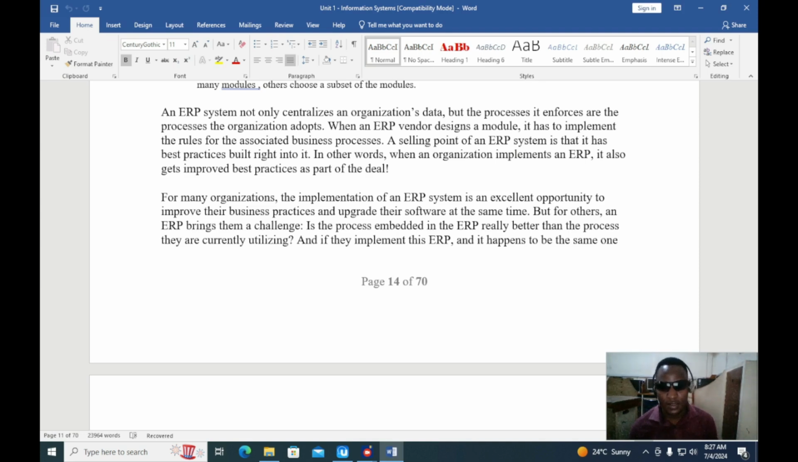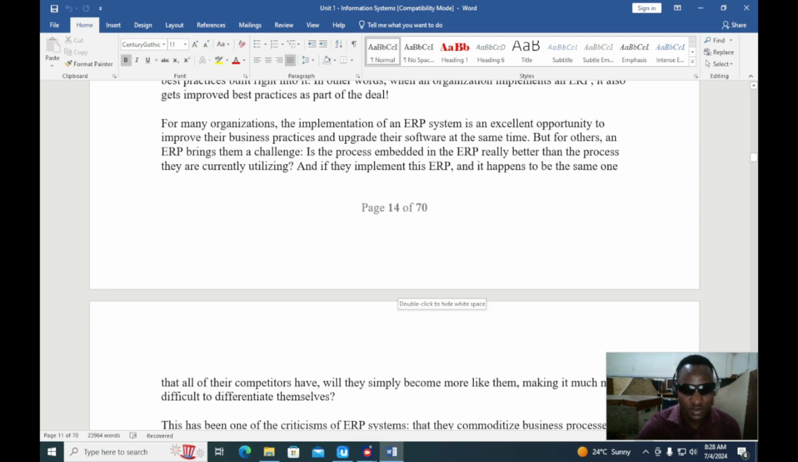We have other organizations where the ERP is posing a big challenge, because it is the process embedded in the ERP versus the process they are currently utilizing. They are asking themselves that question: we are utilizing this process, now is the process that is being introduced by this ERP better than the process we are working with? So questions like that bring challenges. They would be asking themselves so many questions.